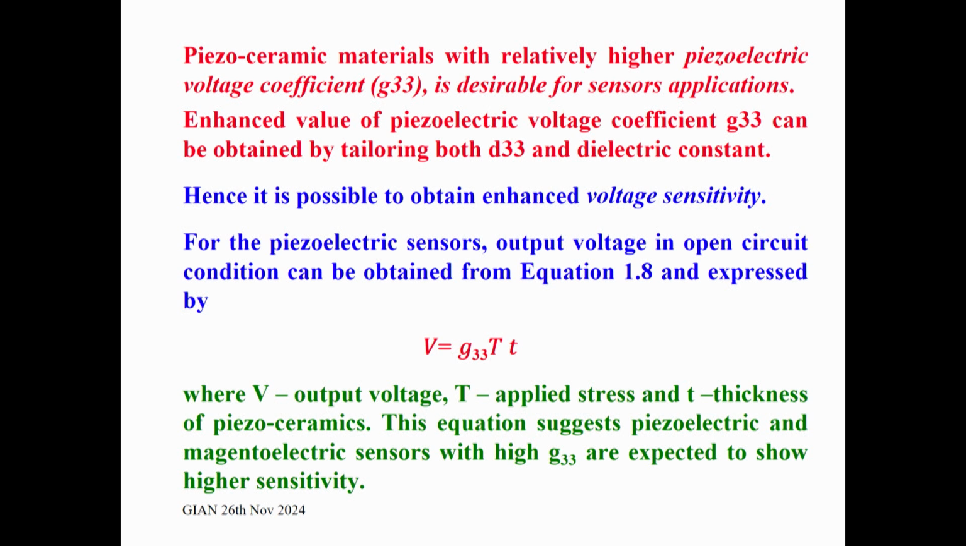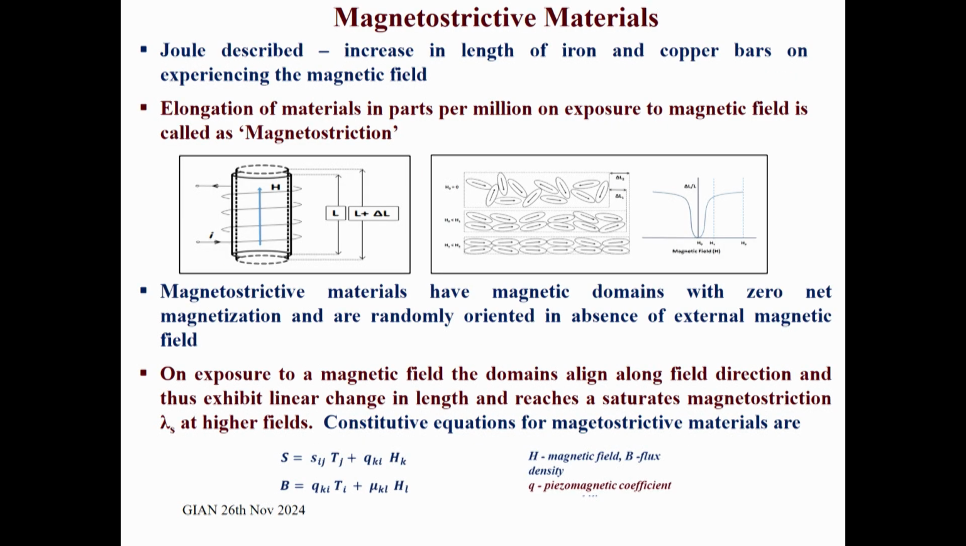For a piezoelectric sensor, the output voltage is measured in open circuit condition, and it is expressed using this particular equation. In a piezoelectric sensor, the output voltage basically depends upon D33, the applied stress and the thickness of the sample. These are the parameters which are going to decide the output voltage. Now, coming back to magnetoelectric, as I was talking about, what is magnetoelectric?